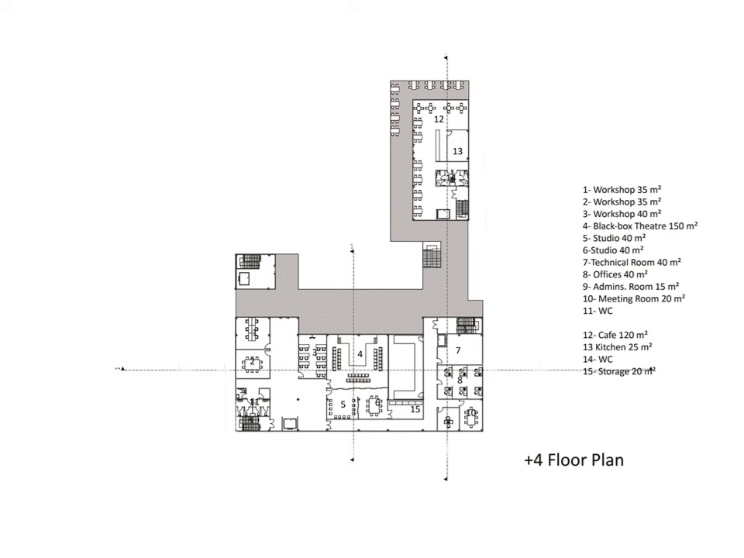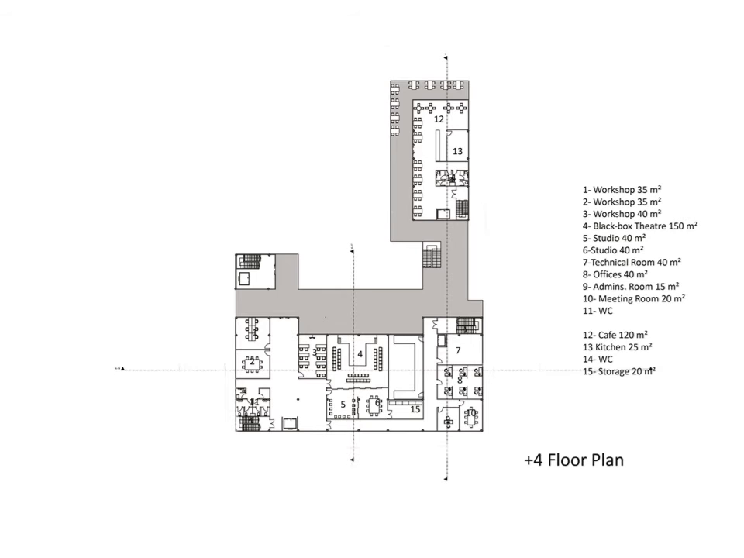So on the +4 floor plan is where my black box theater is located, and also my platform is located. So to start here, this floor can be entered from this gate and also through these staircases here.